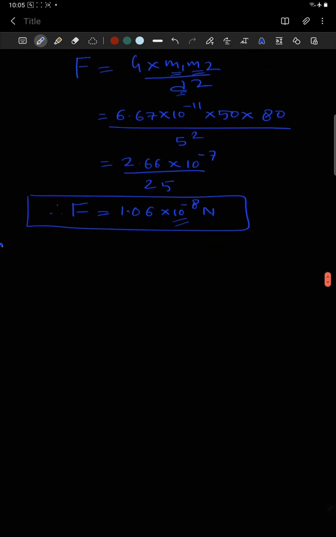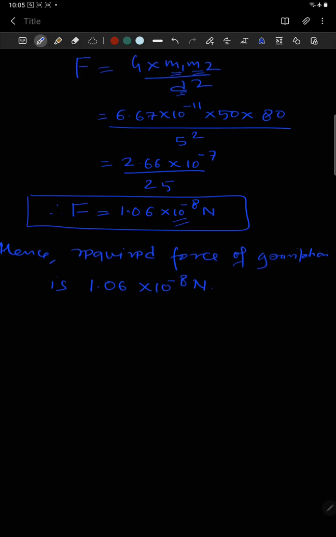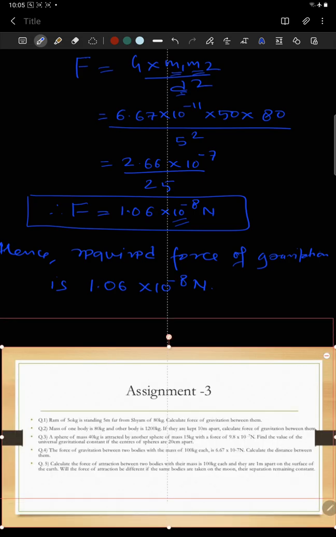So you can write, hence required force of gravitation is 1.06 into 10 to the power minus 8 Newton. Now let us go to question number 2.